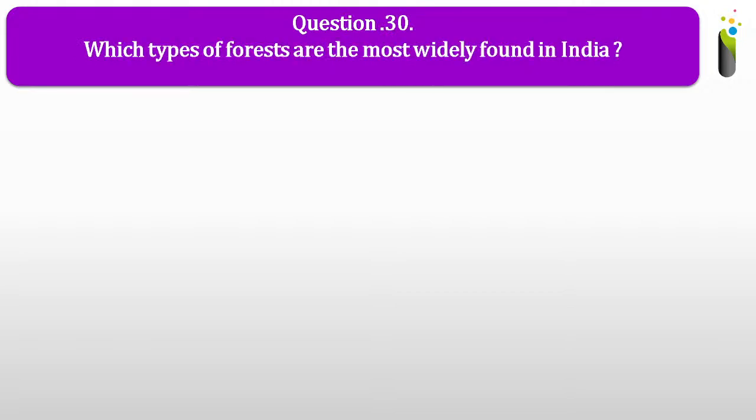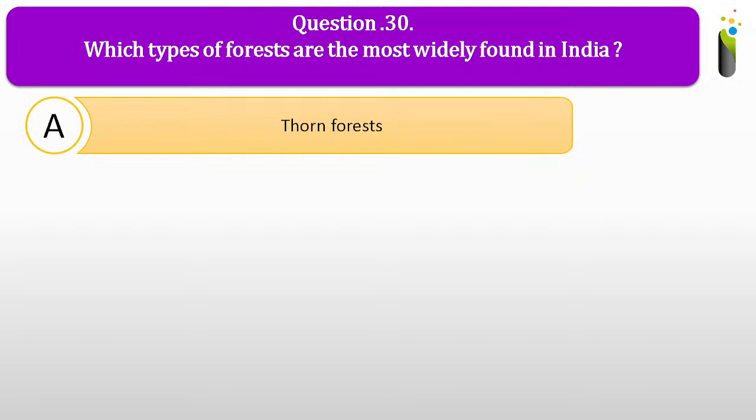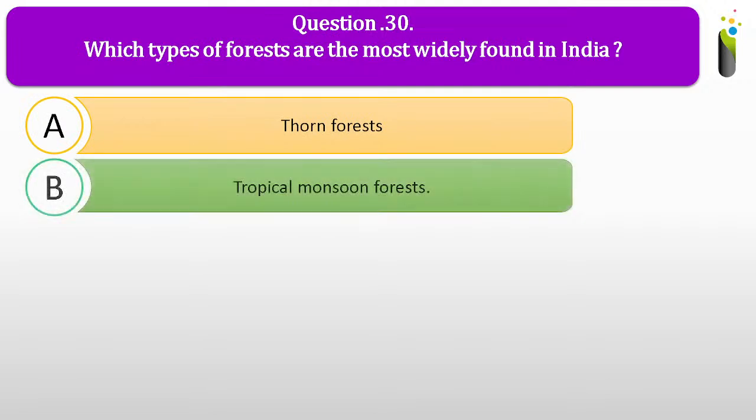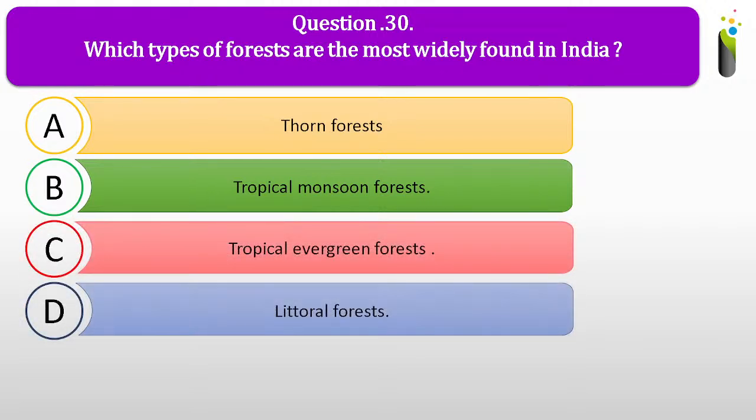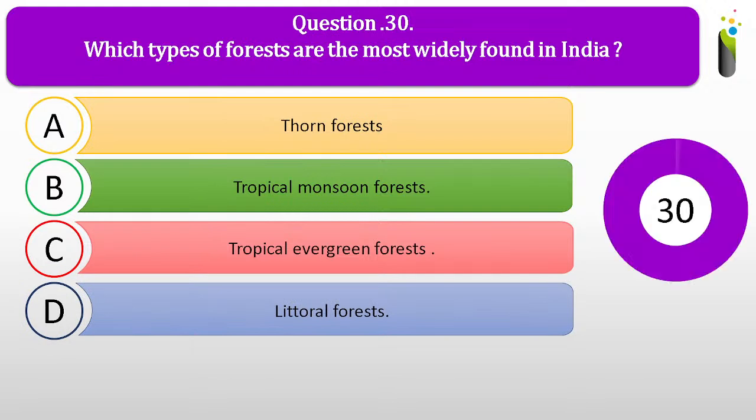Which types of forests are the most widely found in India? Yes, Abhavya Tyagi, correct. Kanak Kapil, Jatinder Singh, you were right. The options are A. Thorn forests, B. Tropical monsoon forests, C. Tropical evergreen forests, D. Littoral forests. And your time starts now. Come on, guys, answer fast.